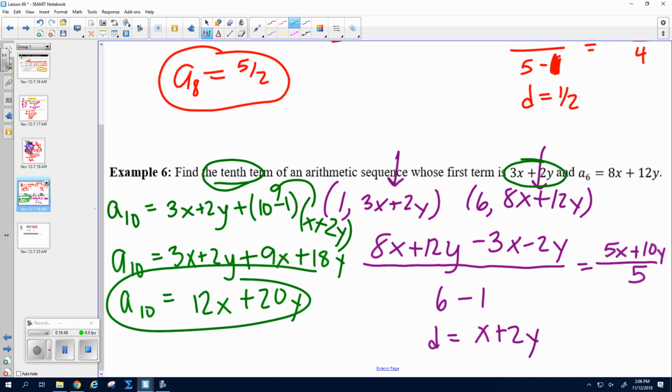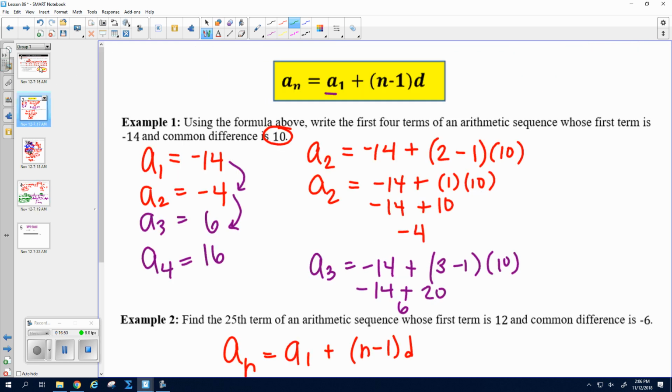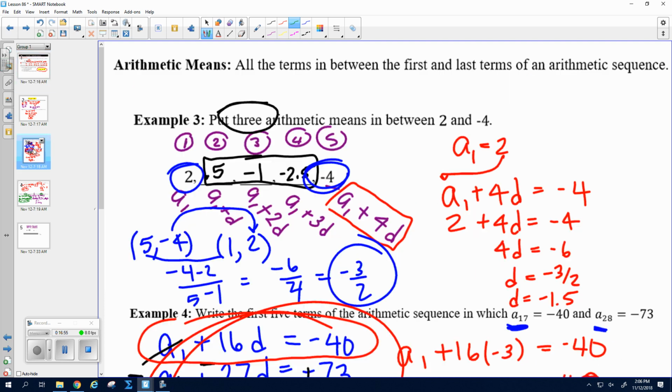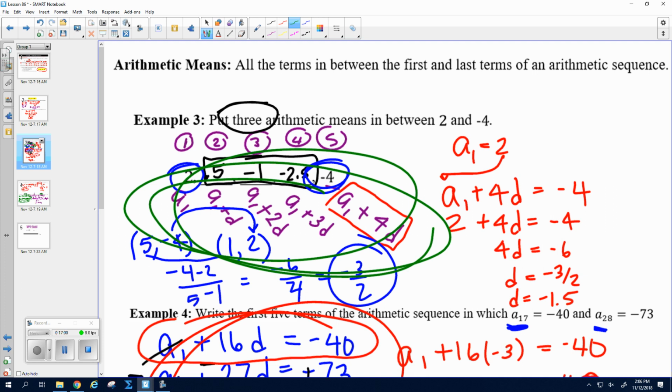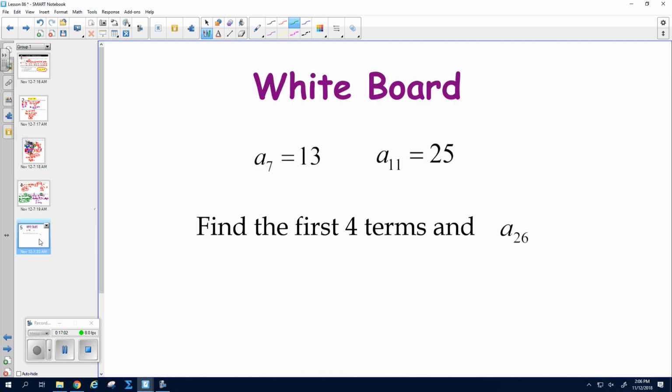So there are two ways for finding any slope when you do this. You can use the little formulas that I showed you right here, or you can just do slope, which is probably faster. All right, find the first 4 terms in a20.